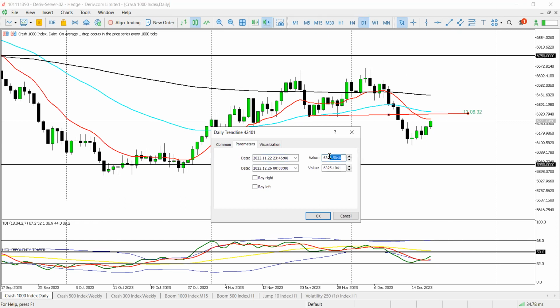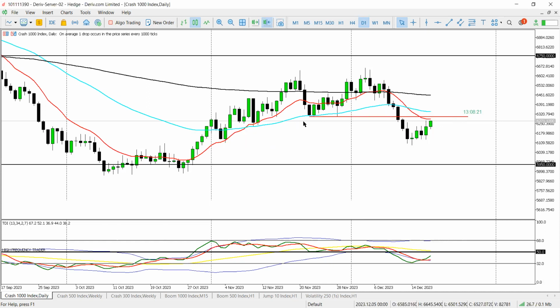Okay, so we'll round this up to 6,300. Let's see how it's going to look. Okay, that's a point of interest for sales. So this is my current view, right? I'm anticipating price to come down here to around 59.50.